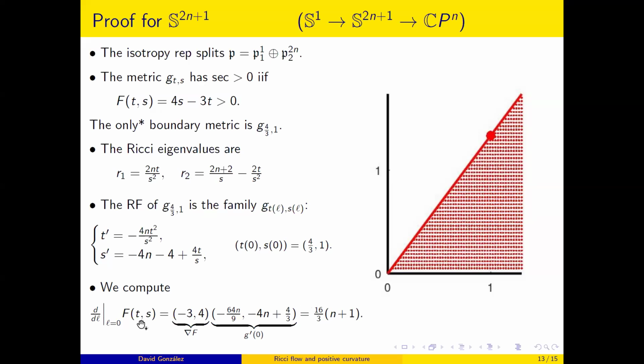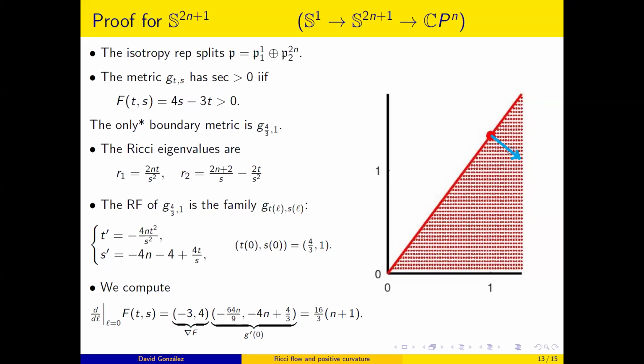So this means that the derivative is positive, the function grows, and because we started with the function being 0, the function becomes positive. So we are going inside the positive curvature set. Okay, so here positive curvature is preserved under the flow.